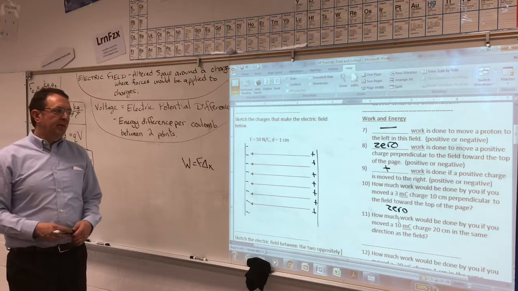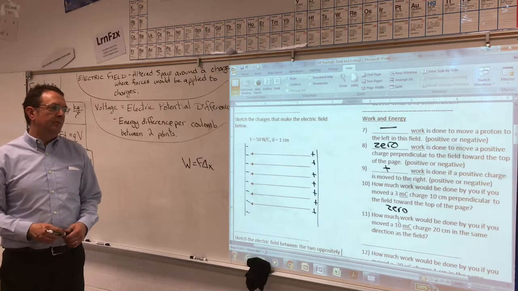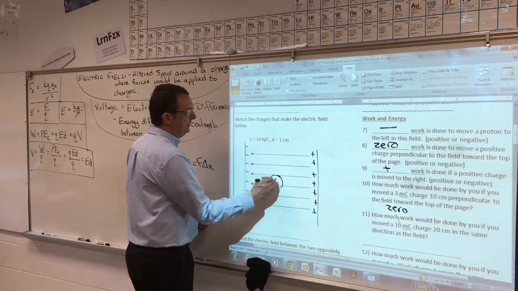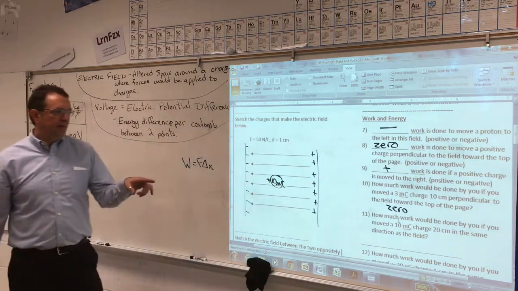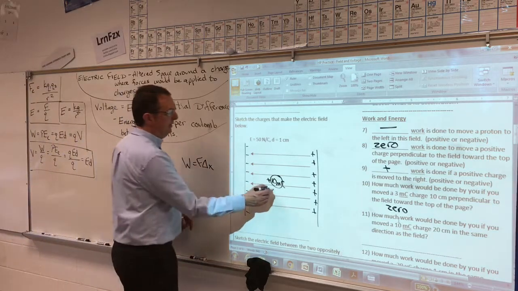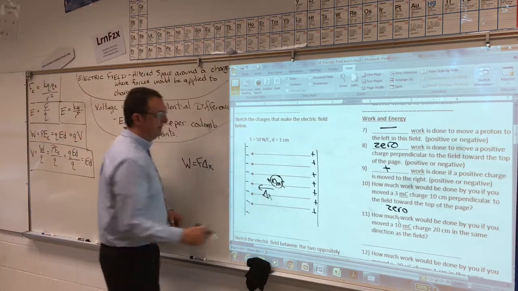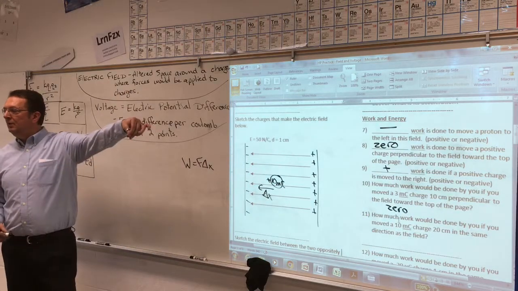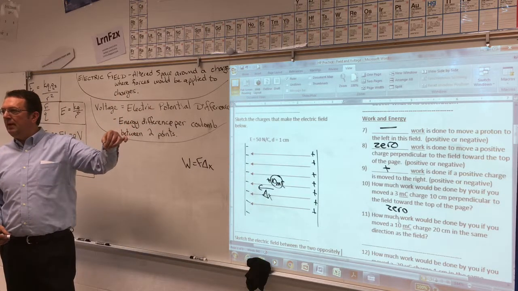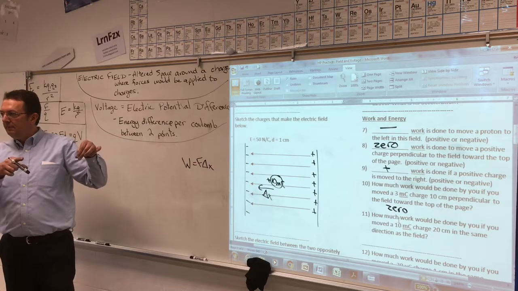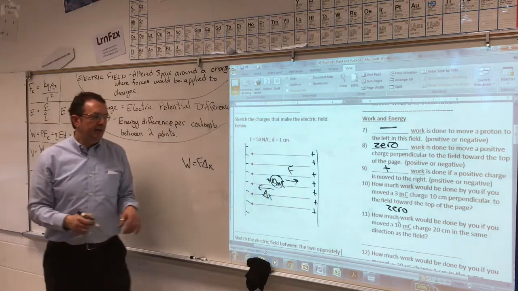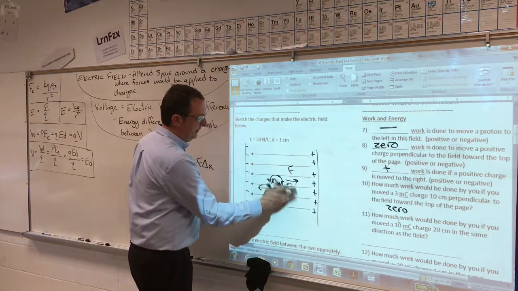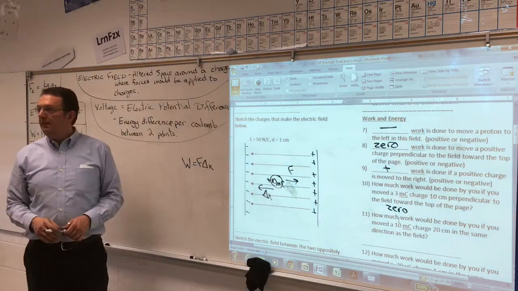How much work would be done by you if you moved a 10 millicoulomb positive charge 20 centimeters in the same direction as the field? So displacement is in this direction. You're grabbing it, you're moving it. What's the direction of the force you have to apply? The force is in that direction to keep it from just flying out of your hand. And how do you find it? So the answer is going to be negative.